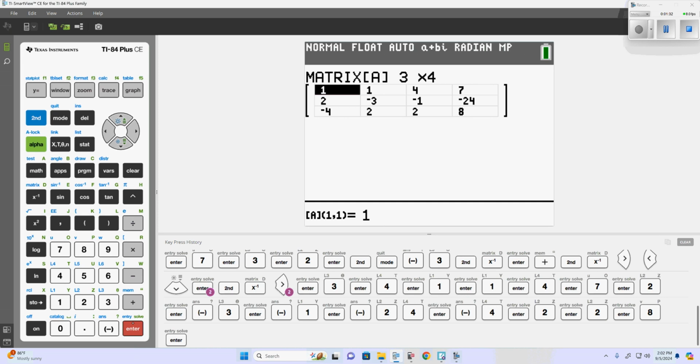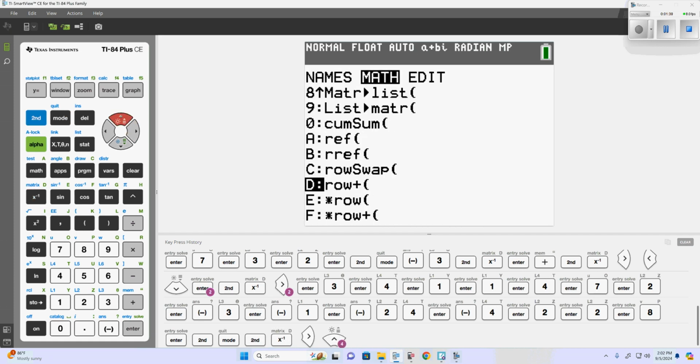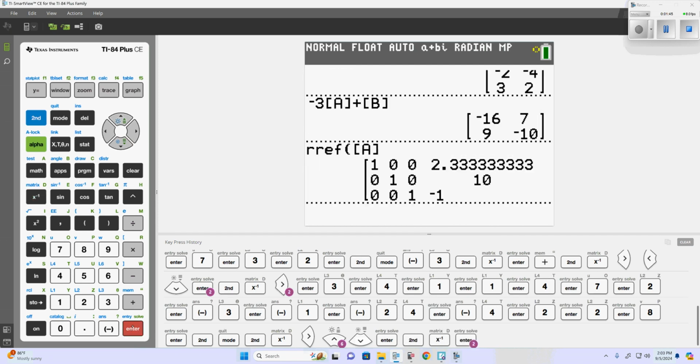Now, once we get it typed in, we can go second matrix over to math, and then we're going to find REF. Second matrix A, enter. I'm guessing y'all got to at least this point here, yes?